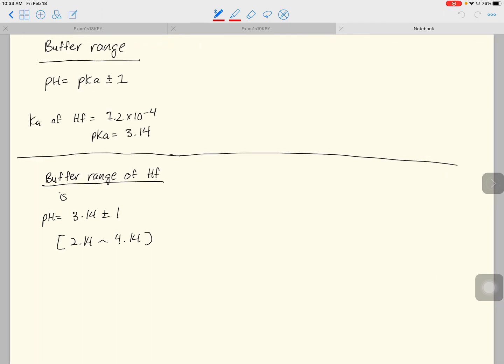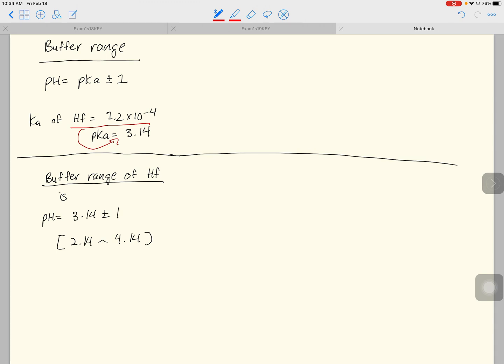The next topic for buffers is buffer range. The buffer range equation is pH equals pKa plus or minus 1. And pretty much all this equation tells me is that at a certain pH, it cannot be a buffer anymore. I'm going to use the example of HF throughout the whole video. The Ka of HF is 7.2 times 10 to the negative 4, and when you take the negative log of that, pKa equals 3.14.